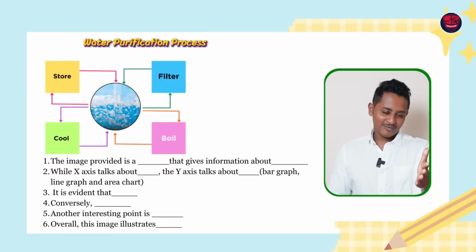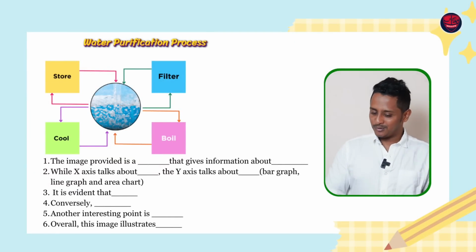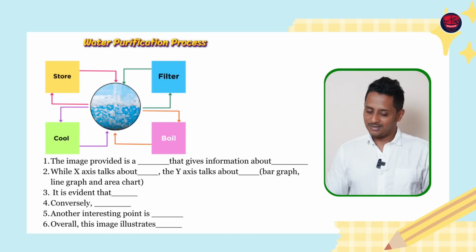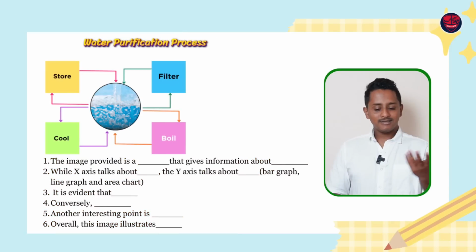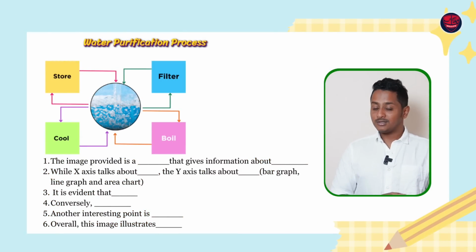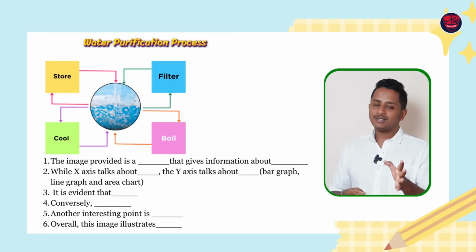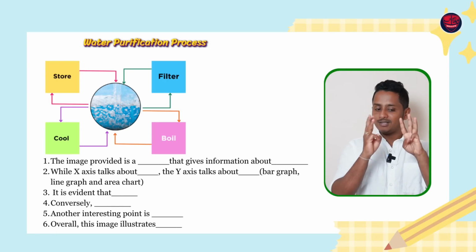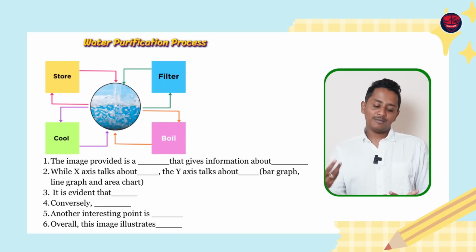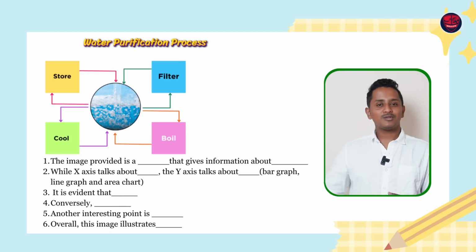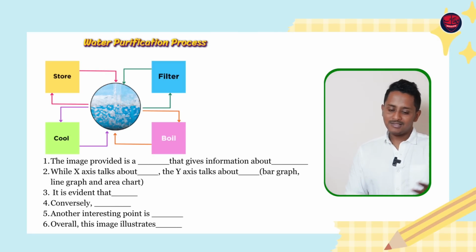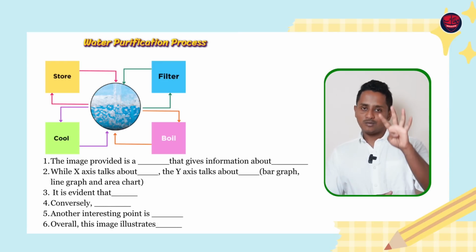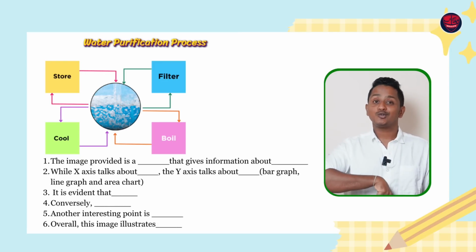The image provided is a process that gives information about water purification process. There are 4 steps involved in this, with the first step being filtering, second is boiling, third is cooling, and the fourth is storing. It is evident that the first step in the water purification process is to boil it, where you kill all the germs. Conversely, once you boil it, you're going to store it somewhere so that it cools down, which is the third step. Another interesting point is the final step after cooling down is actual filtration process, where you add some minerals and probably process it completely. Overall, this image illustrates water purification process, which involves 4 steps, namely storing, filtering, boiling and cooling.